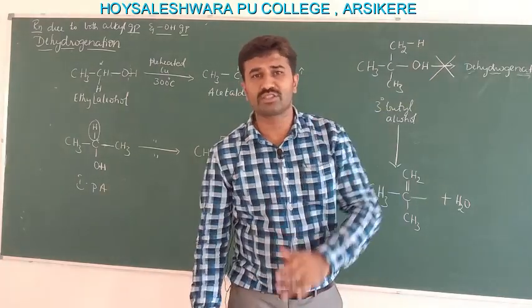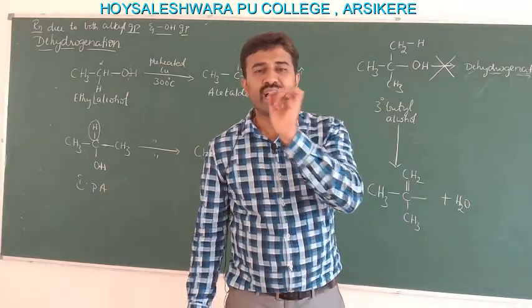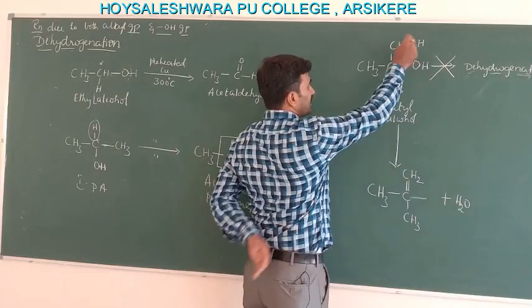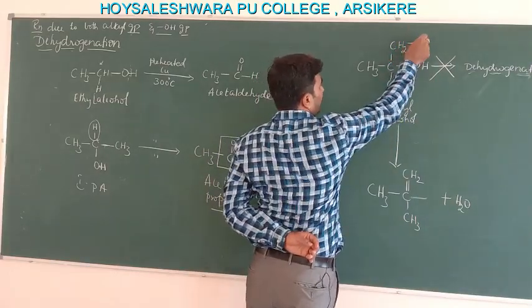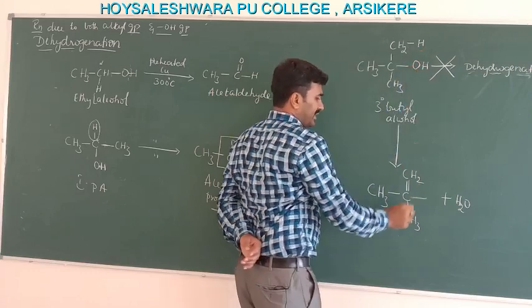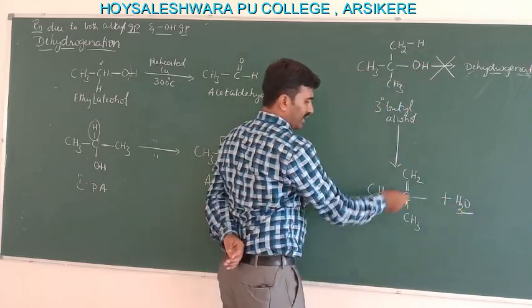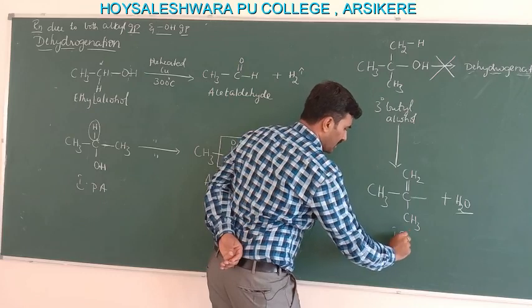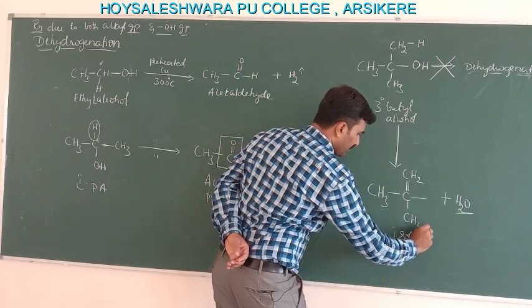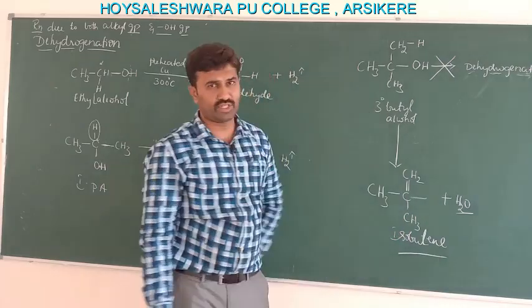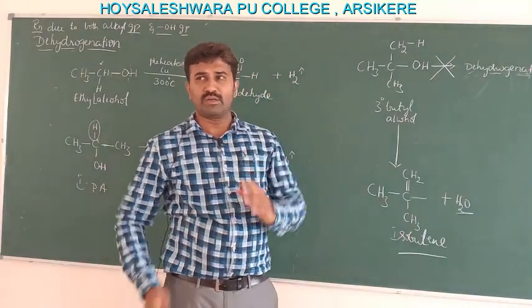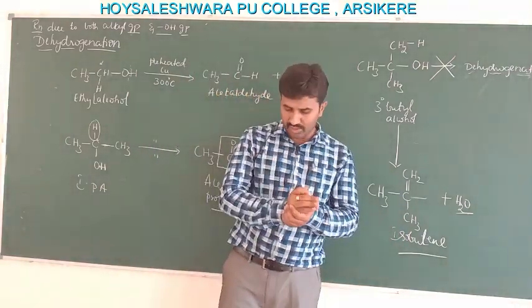Instead of dehydrogenation, dehydration takes place. See, a hydrogen from the carbon atom of any of these methyl groups and this hydroxyl group get detached to form water, and there is a formation of isobutene. Formation of what? Isobutene.